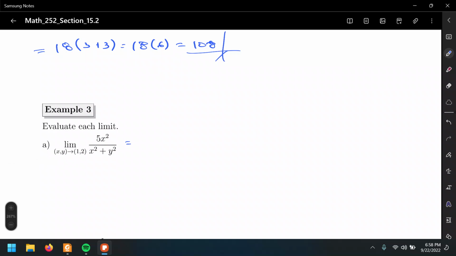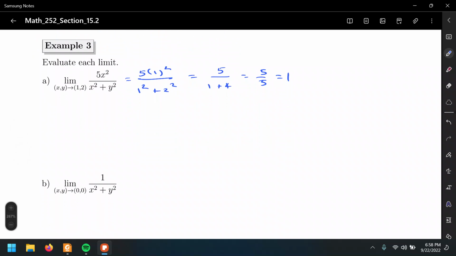Hopefully it works. So that's 5 times 1 squared divided by 1 squared plus y squared, which in this case is 2 squared. Oh, that's not even a 0 in the denominator, so this is great. 5 over 1 plus 4, that's 5 over 5, and the limit is 1. Yep, so just plug in the values where they correspond for the variable. That's it.